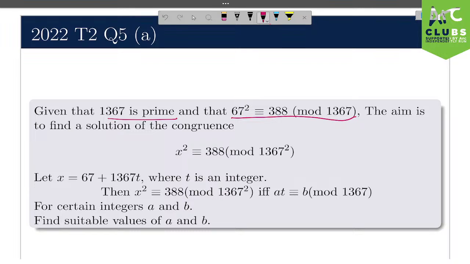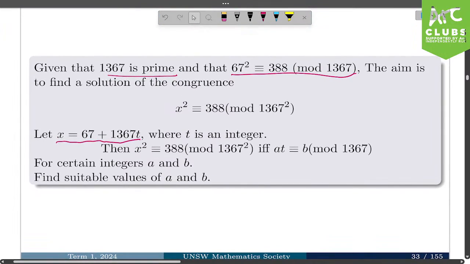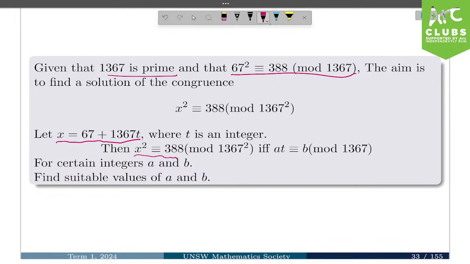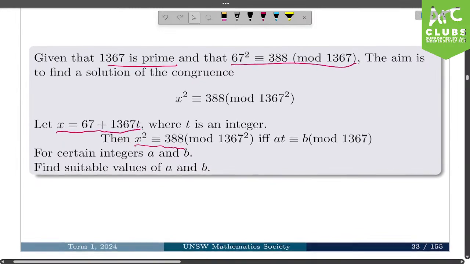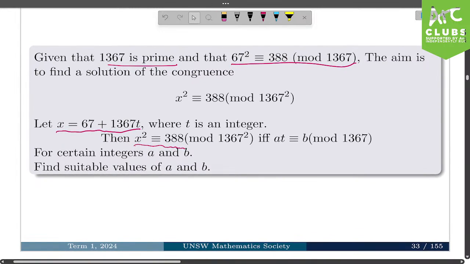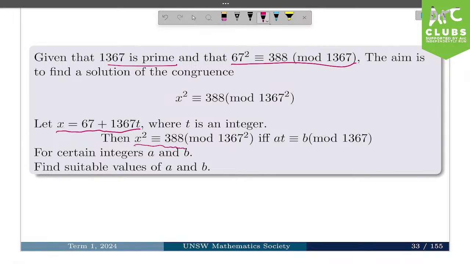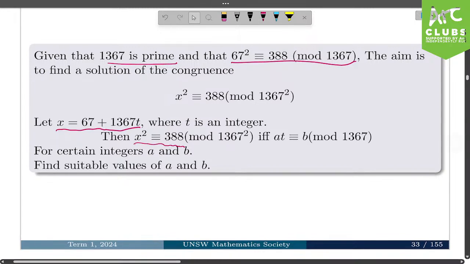And we're given that x equals 67 plus 1367t. Now what we want to show is that x squared is congruent to 388 mod 1367 squared if and only if AT is congruent to B mod 1367 for some A and B. So what we're trying to look for is the A and B that makes this work.